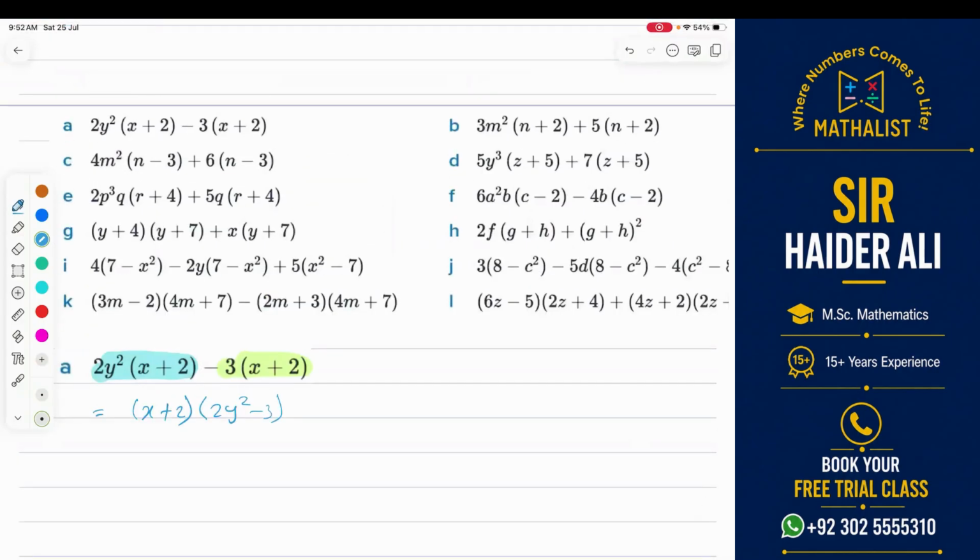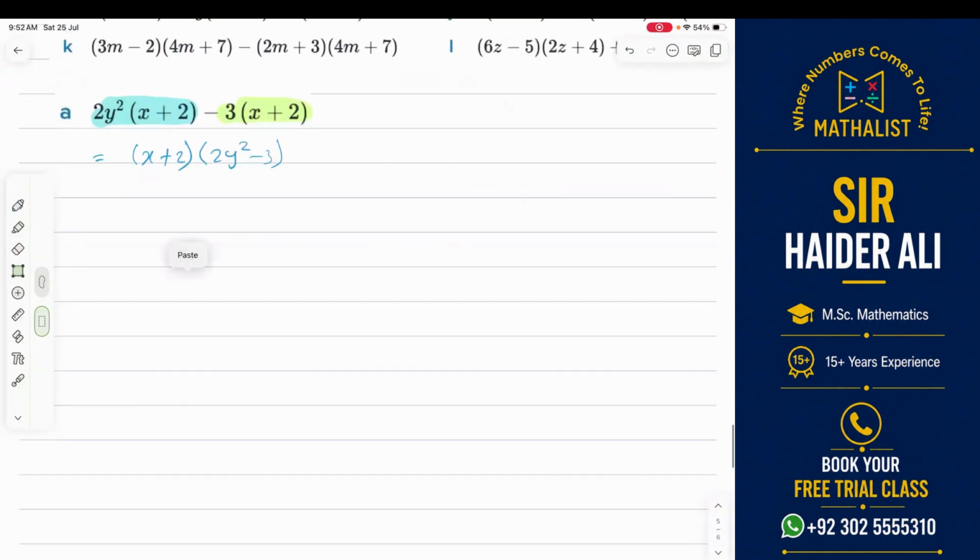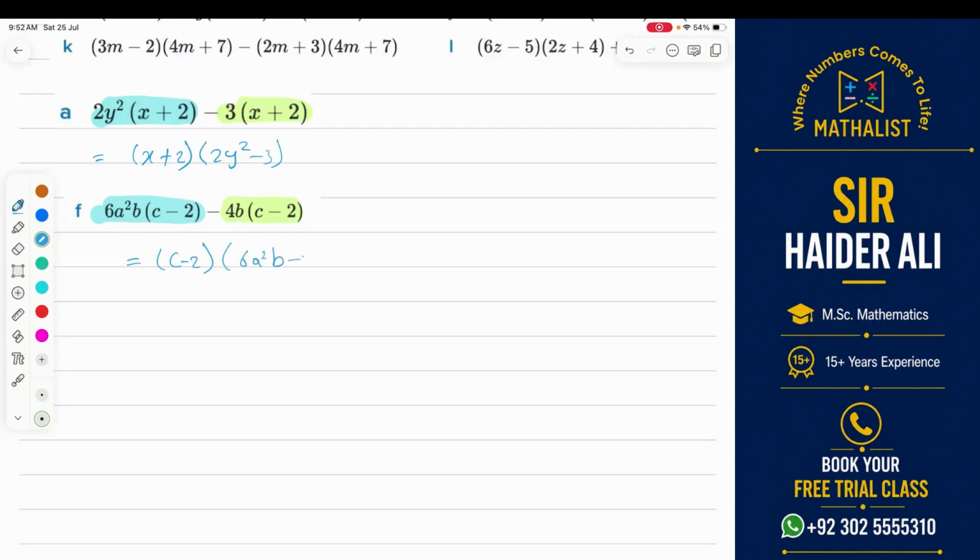Already it's making two pairs. When it's already making two pairs, no need to open the bracket, just take common and write the answer. For example, for the f part, we can do it easily. It's my first pair: in the first pair, xc minus 2, and in the next pair, c minus 2, common. So take c minus 2 common, 6a square b minus 4. This one is the answer. Okay.